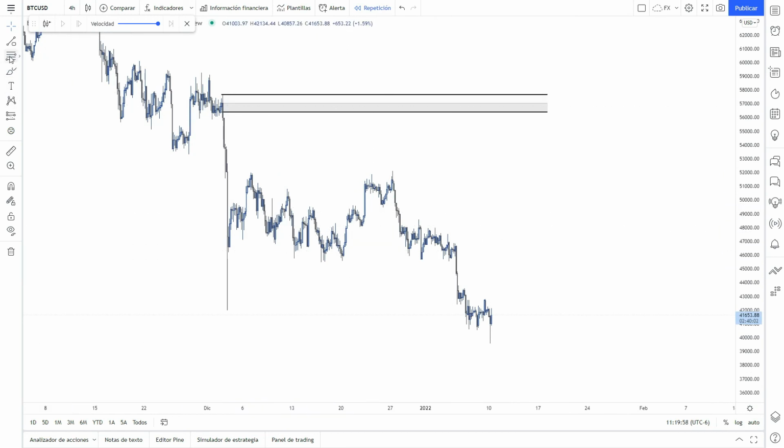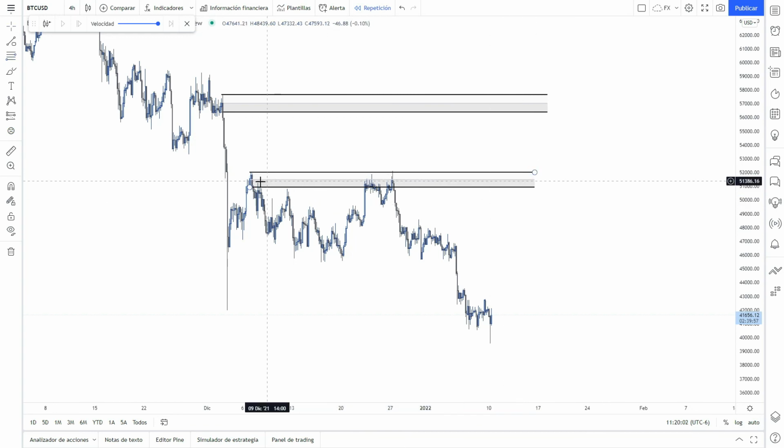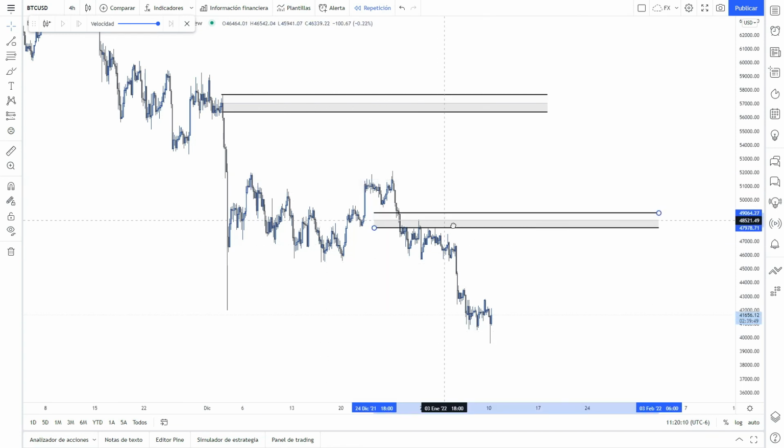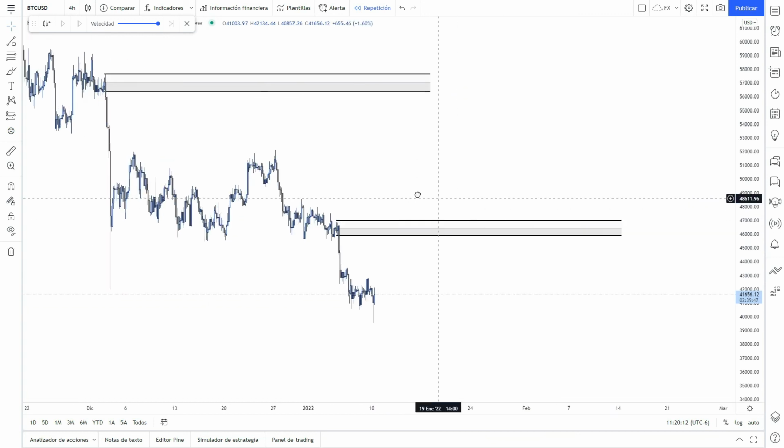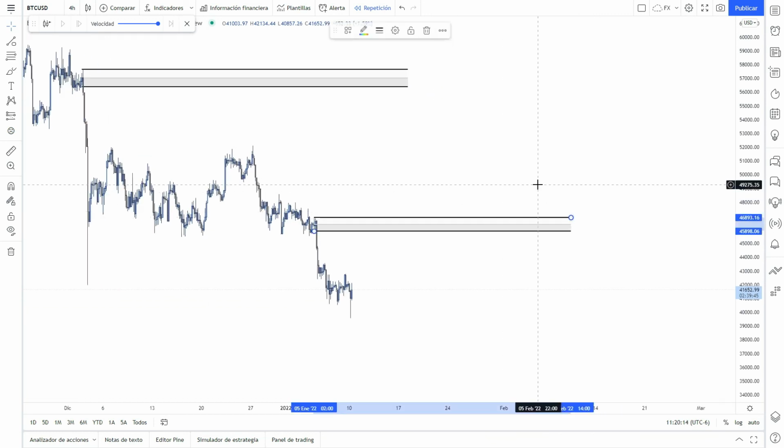Then we have this one here. There. See, it broke this structure, and now it broke this wick. And price keeps making more and more supply levels. In combination with the structure, that's how you get the best supply and demand levels. All right, let's move to the next class.